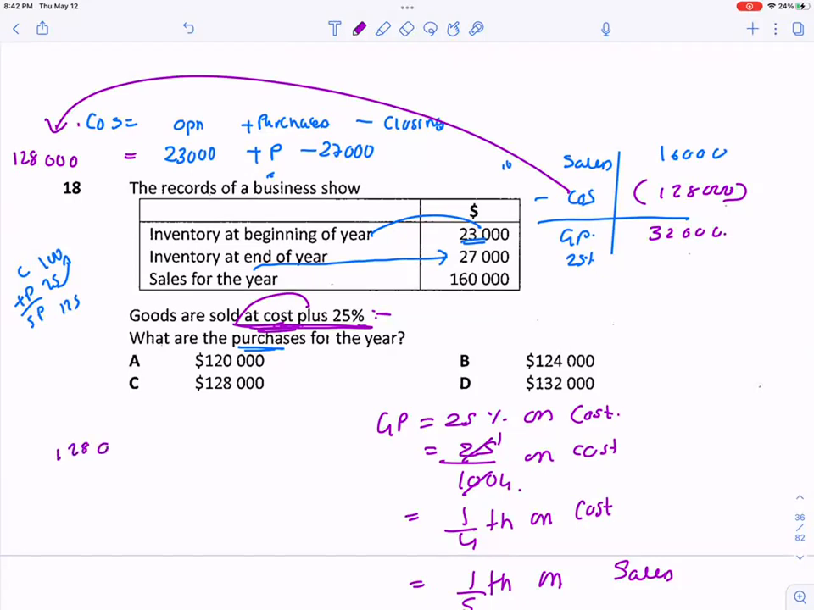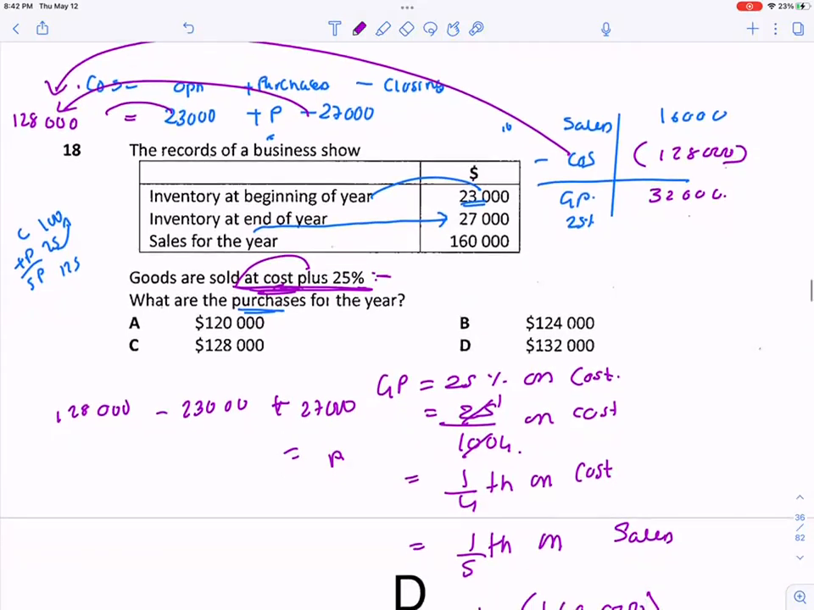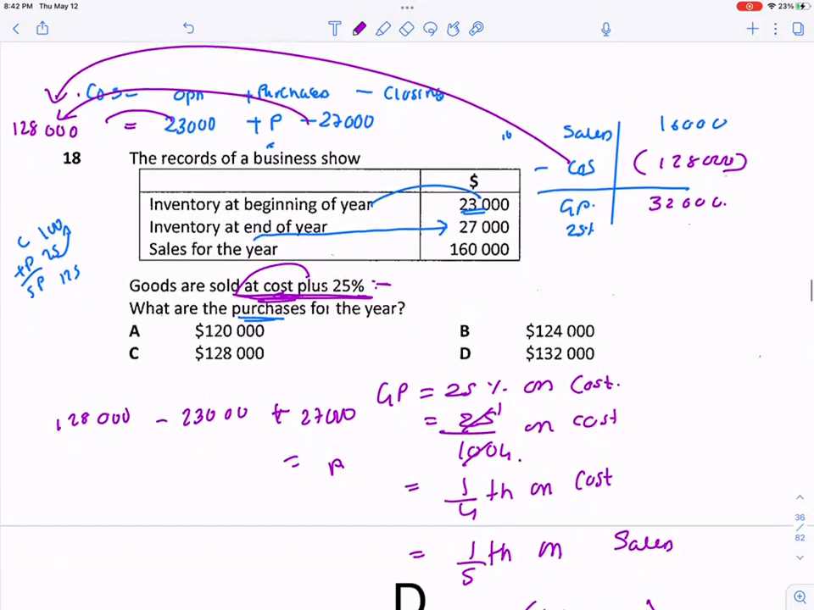Yeah. 128,000. Put this on this side. Minus 23,000. Minus, put it over here. So plus 27,000 will give me purchases. 132,000. Option is not there, 122? Miss, 132, option D. Yeah.